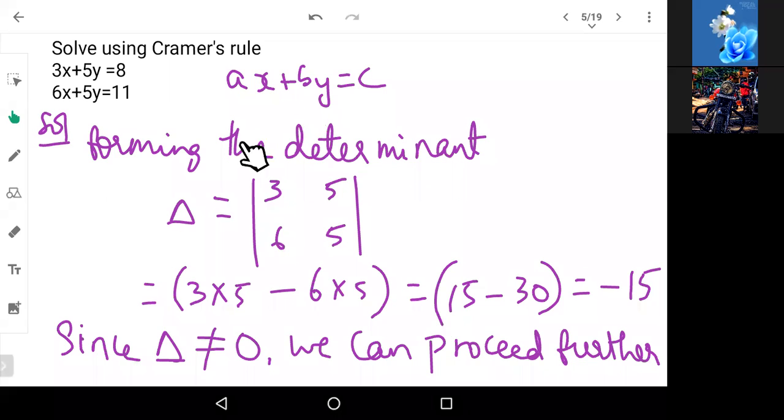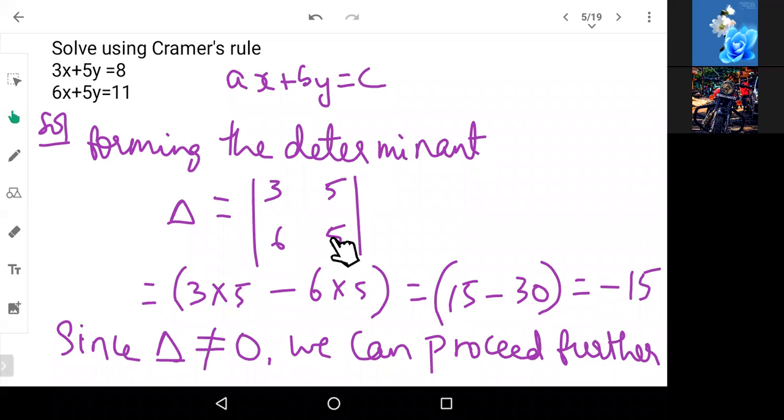Correct? So then using the two equations, we formed determinants, wherein we'll be forming three determinants. The first one will be delta, the second one will be delta x, and the last one will be delta y. The first one, delta, is nothing but the coefficients of the variables x as well as y. If you see here, for delta, the determinant values 3 and 5, 6 and 5 are what is considered.